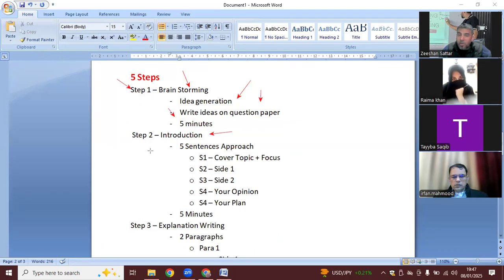Then step 2 is the introduction writing. Have a 5 sentences approach. The first sentence will cover the topic and focus, side 1, side 2, opinion, and the plan for the essay. So now we enter into step number 3.